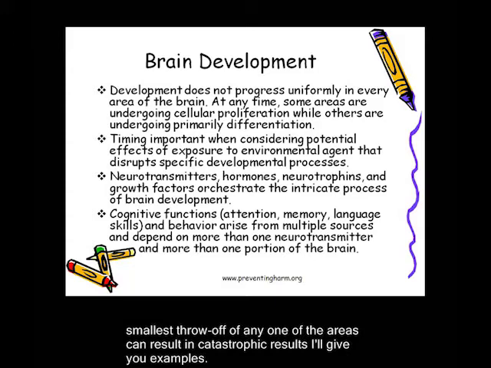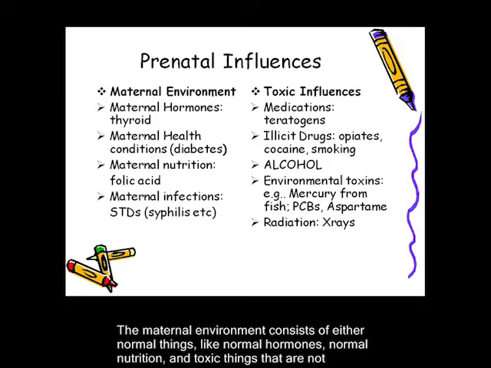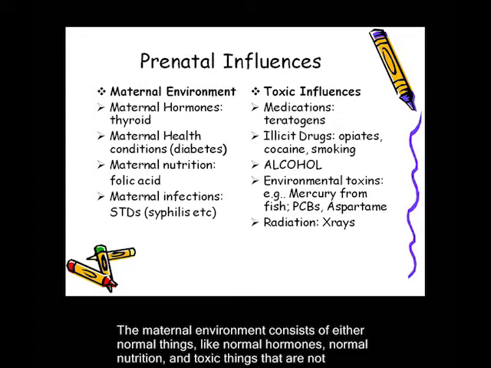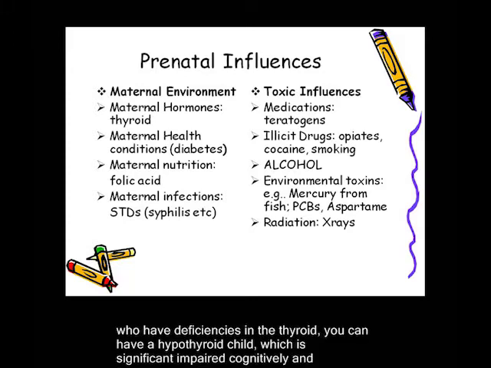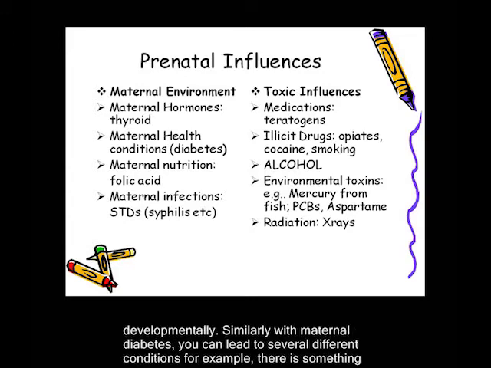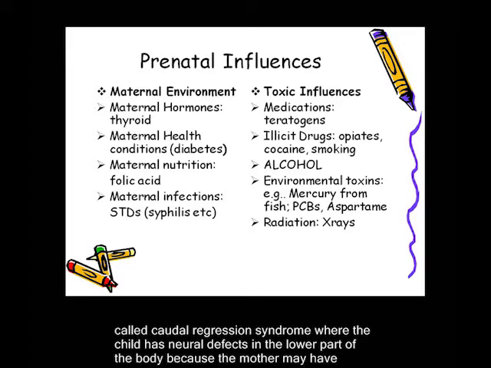I'll give you examples. The maternal environment consists of either normal things like normal hormones, normal nutrition, and then toxic things that are not supposed to be there. So all of these play a role. Maternal thyroid hormone is essential for brain development of the child. So in women who have deficiency in thyroid, you can have a hypothyroid child, which is significantly impaired cognitively and developmentally. Similarly, with maternal diabetes, you can lead to several different conditions. For example, there's something called caudal regression syndrome, where the child has neural defects in the lower part of the body because the mother may have diabetes.